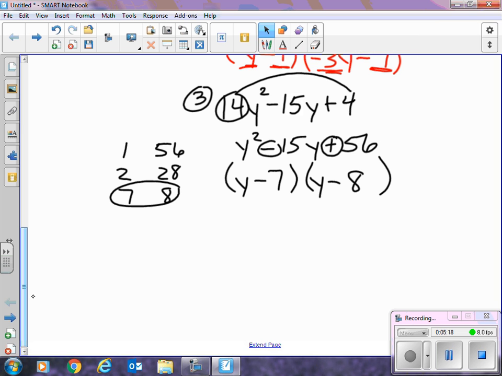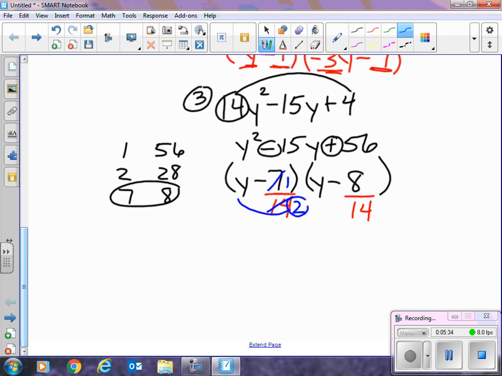Okay, then we want to go back and divide by our leading coefficient, which was a 14. Now you'll notice that we've got fractions here that can reduce. You have to reduce your fractions before you slide up anything in front of the letters. Okay, so 7 over 14 makes 1/2. So now I can slide the 2 up in front of the y. So this creates 2y minus 1. Okay, and then over here, 8 and 14 can divide by 2, so that gives you 4 and 7. So the 7 will slide up in front of the y and give you 7y minus 4.